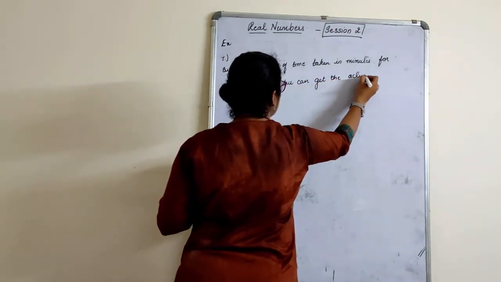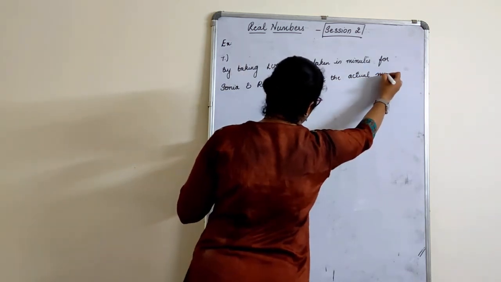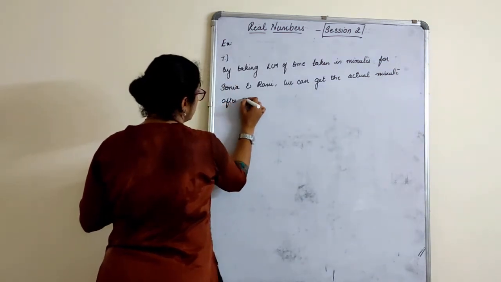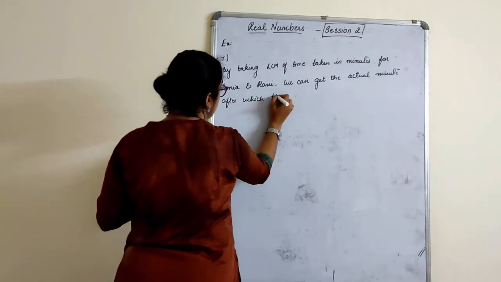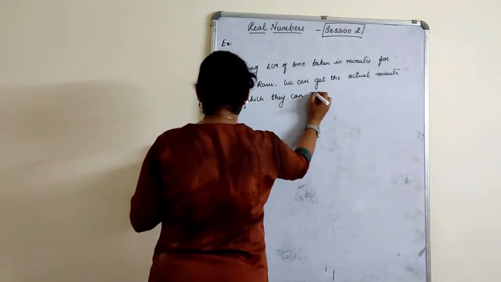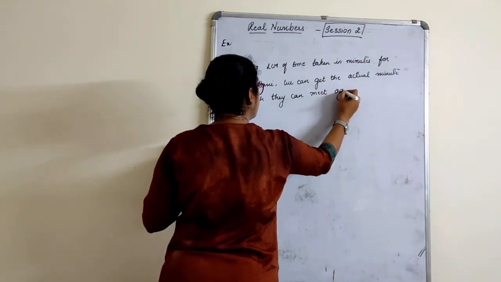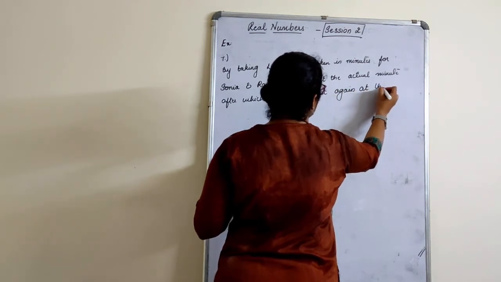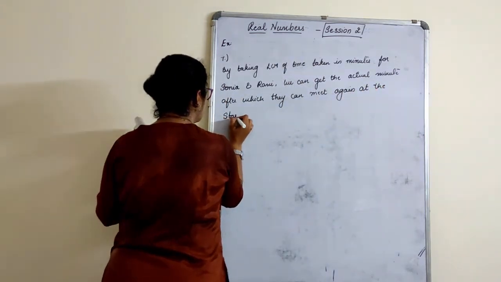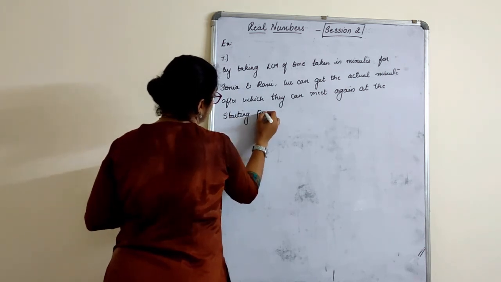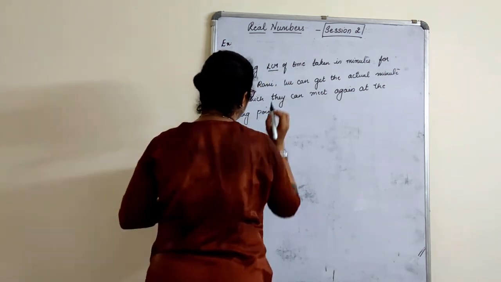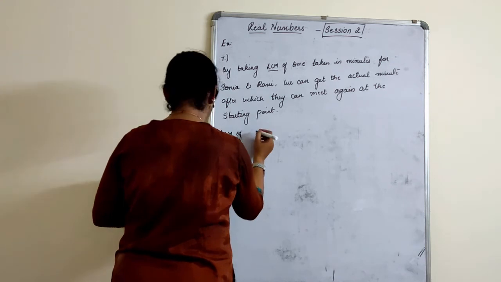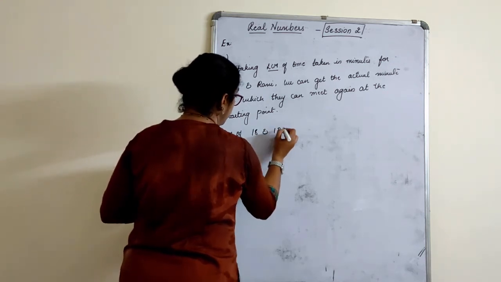the actual minute after which they meet, looking again at the starting point. Yeah, that means we are taking LCM. So LCM of what number it is? 18 and 12. Now what you want to do, children?